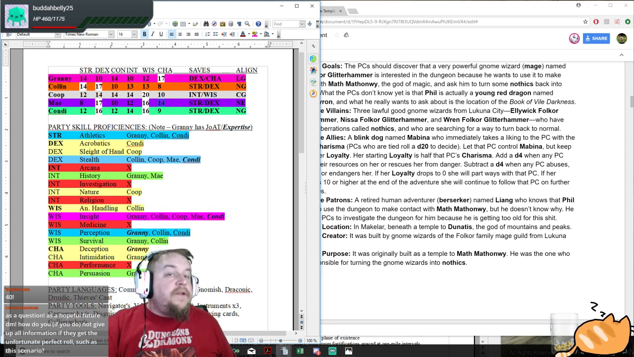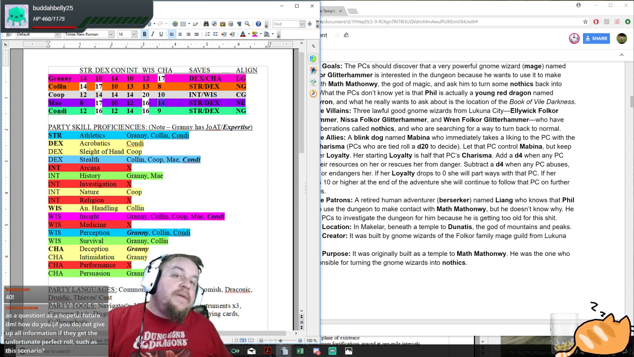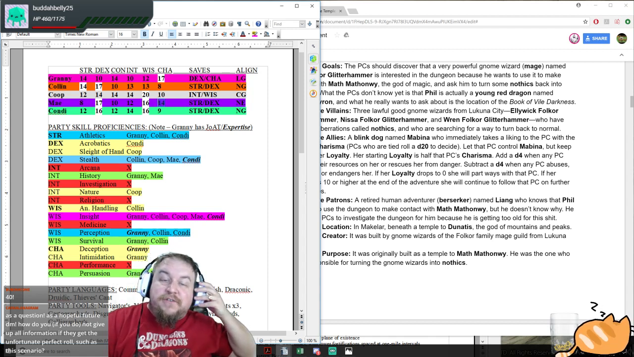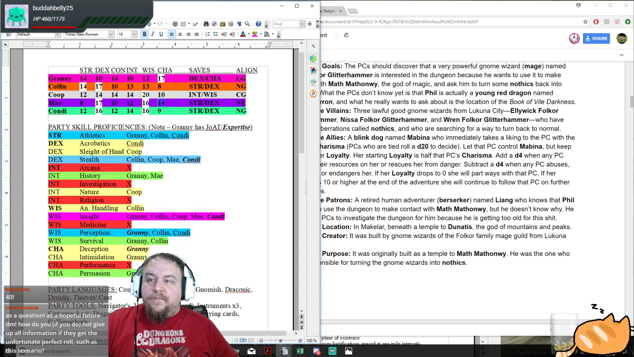So Granny's probably going to win, but it would be interesting if each of them at level 1 had the same high charisma, and it would be up to the dog to choose which one of the rivals it would follow. Yes, exactly. And to represent that, the PCs who are tied each roll a d20 to decide who gets it. So that would be a great thing there.